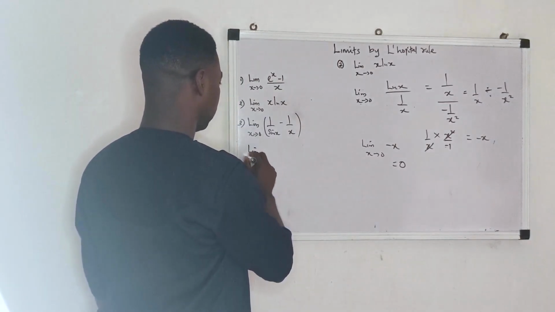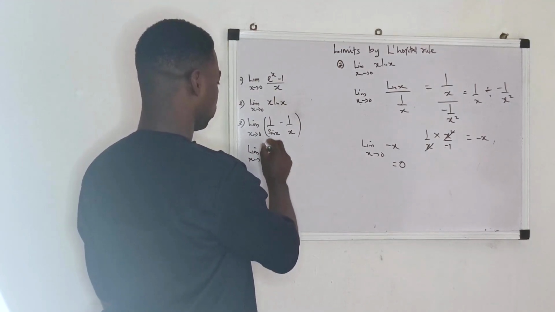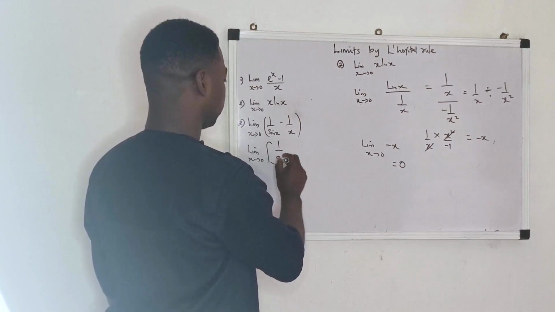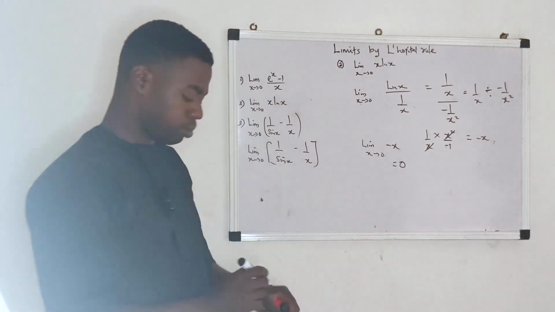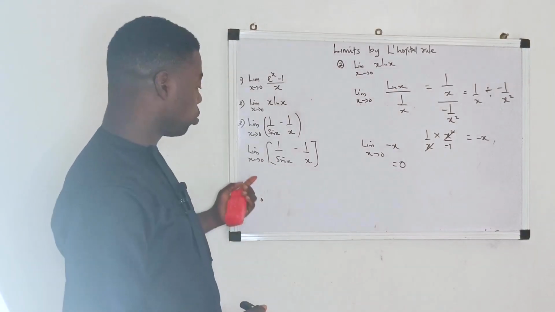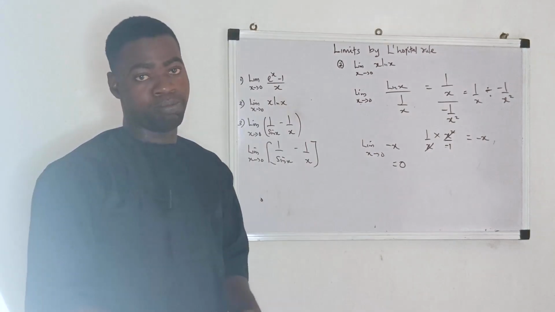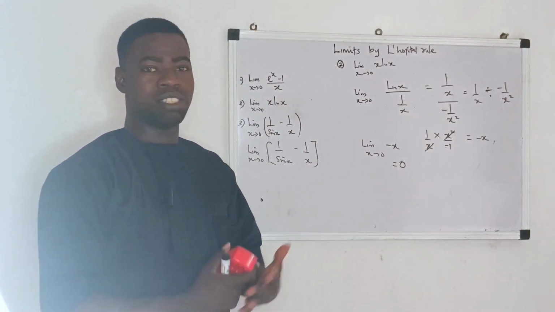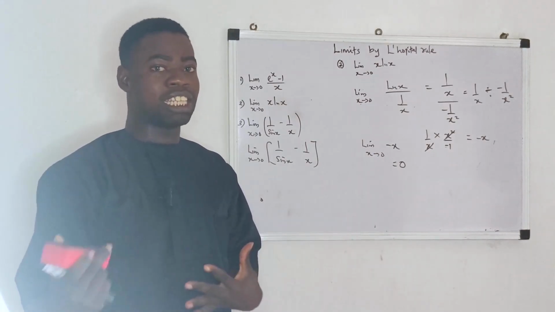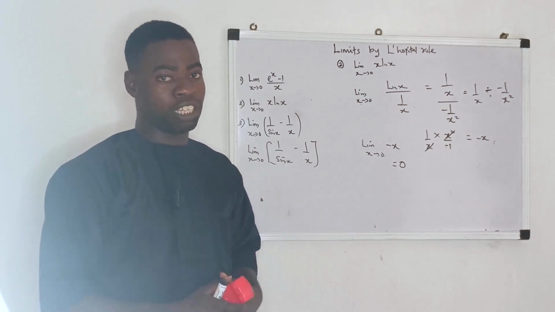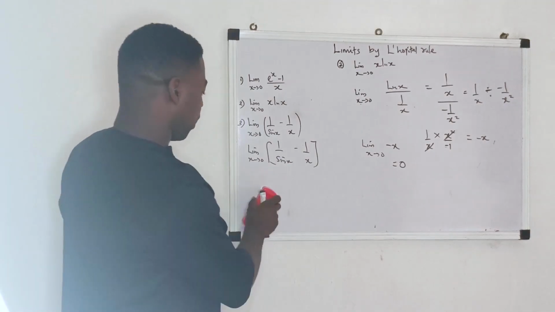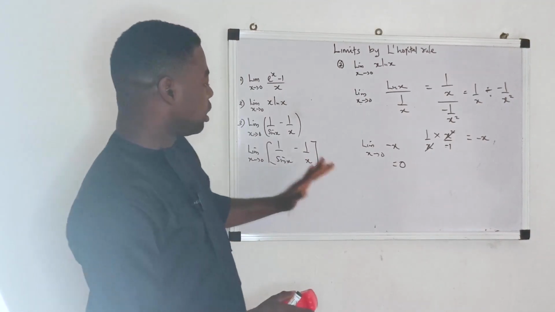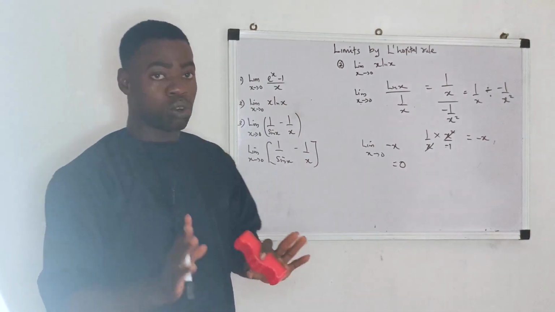So I have the limit as x approaches 0 of 1 divided by sine of x minus 1 divided by x. Of course, if you substitute 0 here, you're going to have a problem: you're not supposed to divide by 0. It's an indeterminate form, something we've not been able to wrap our heads around, even as mathematicians. So I'm going to simplify this so that my L'Hopital rule can work.